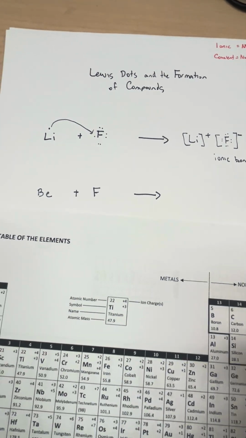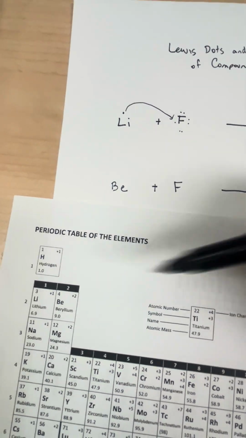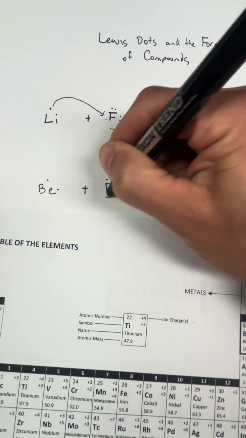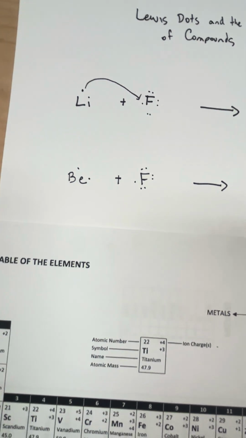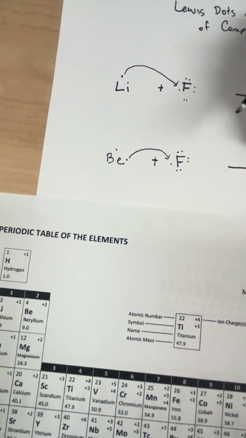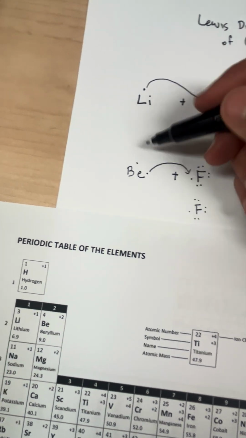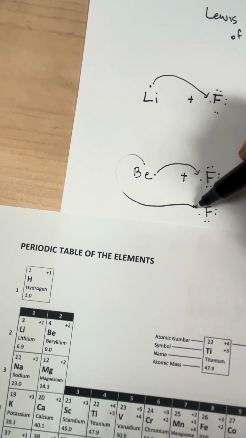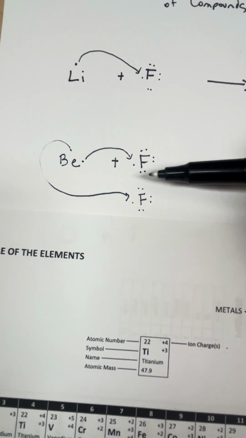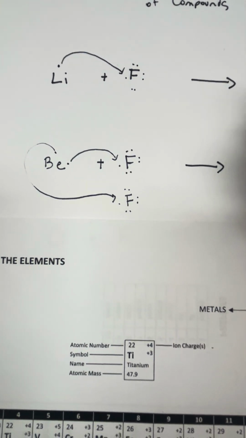Another example might be beryllium and fluorine. Beryllium in group 2, which would have 2 valence electrons, and fluorine again having 7. Beryllium is looking to get rid of 2 electrons. As this fluorine is only willing to accept 1, you'll note that you'll need a second fluorine to accept the other electron, showing that beryllium and fluorine need to bond in a 1-to-2 ratio in order to satisfy all parties.